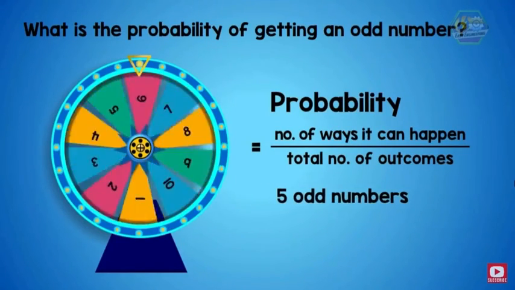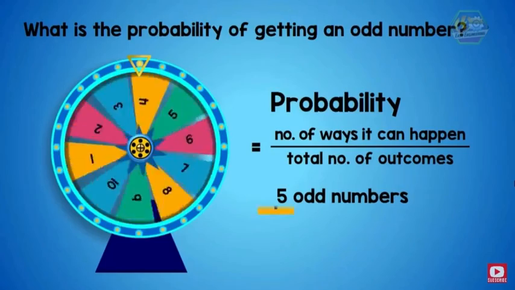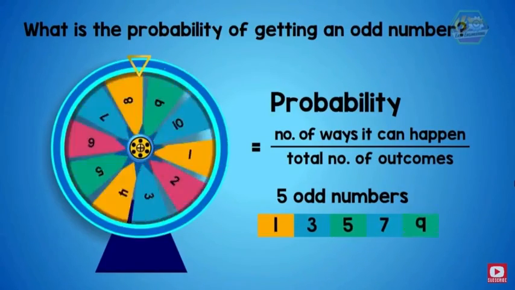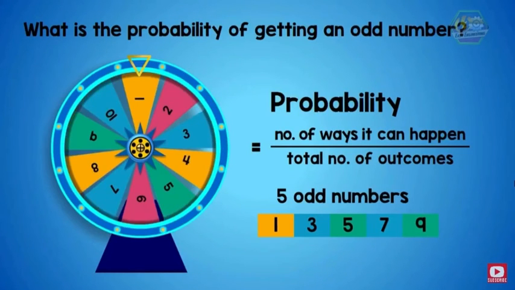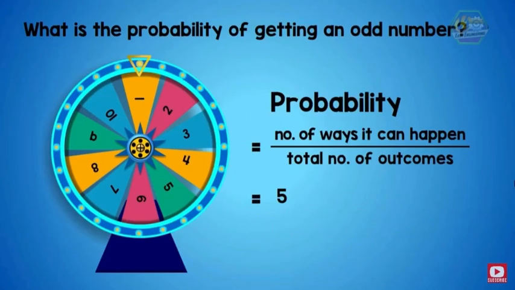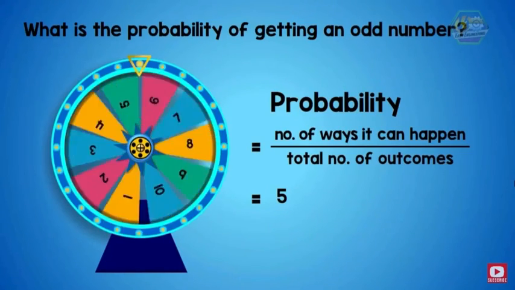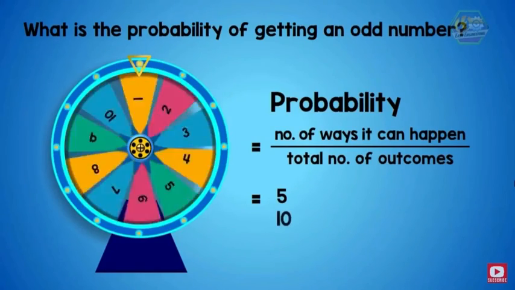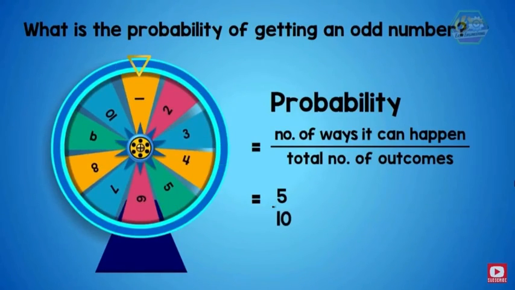There are 5 odd numbers in the wheel, which are the numbers 1, 3, 5, 7, 9. Therefore, the number of ways it can happen is equal to 5. And there are 10 numbers in the wheel, so the total number of outcomes is 10. So 5 divided by 10 is 5 over 10, or 1/2. Therefore, the probability of getting an odd number is 1/2 or 50%.